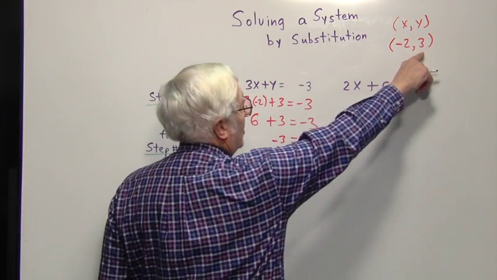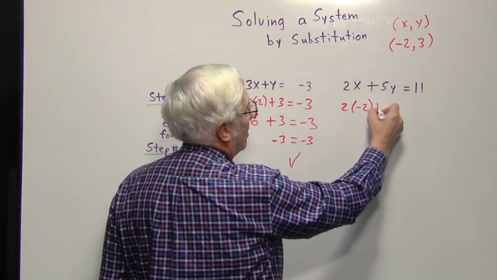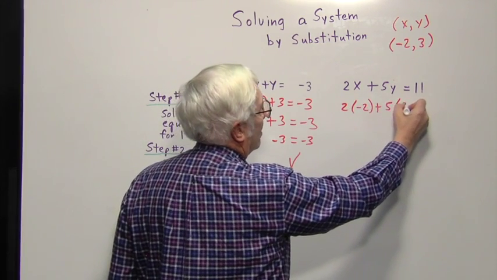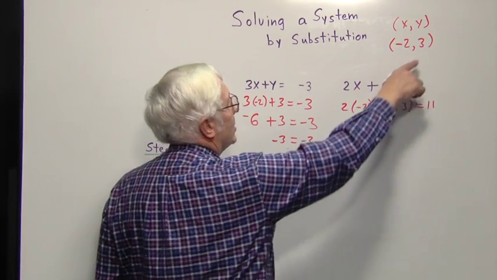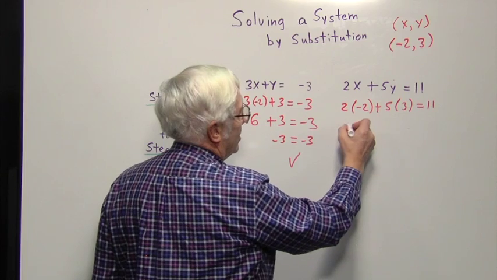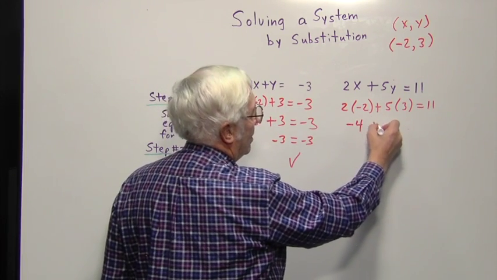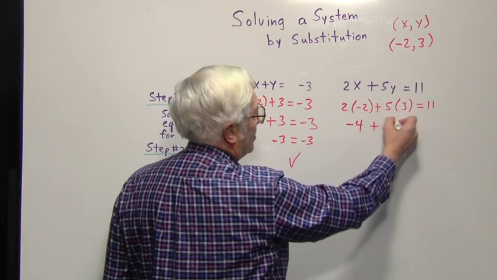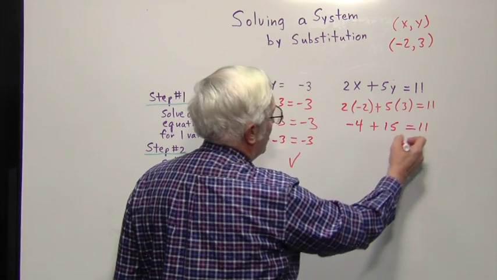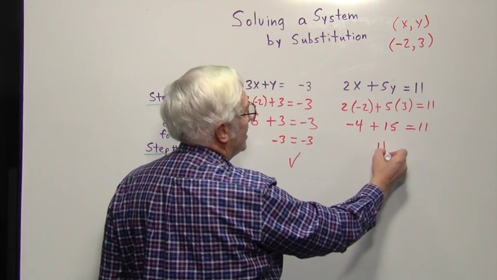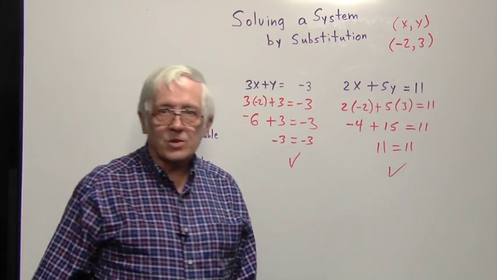Now take the -2 and 3 and put it in the second equation. The -2 is the x, the 3 is the y. So 2 times -2 is -4. 5 times 3 is 15. Okay, I hope it works. Yes, 11 equals 11, and the second equation works too.